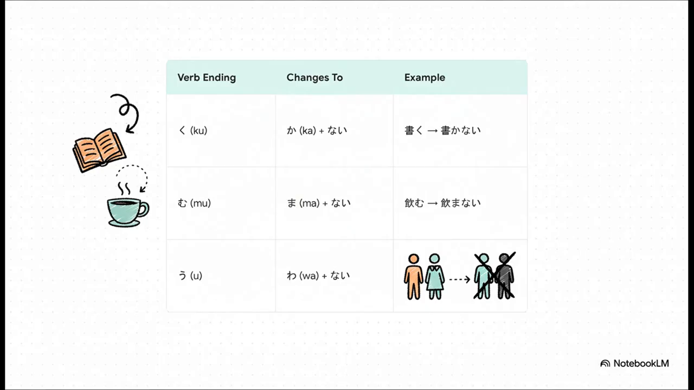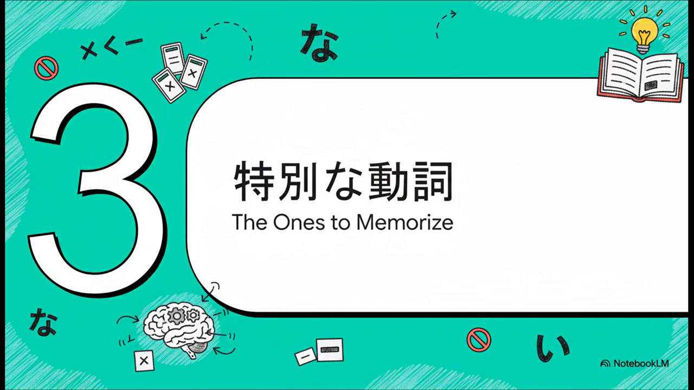Let's look at how that actually works. So if a verb ends in ku, like kaku, that u sound changes to an a sound, making it ka. So you get kakanai. A mu sound becomes ma. Now, there's one special one you've got to watch out for. Verbs that end with the single character u, like in au, in that case, the u sound changes to a wa sound, so you get awanai. All right, we have covered the 2 main rules that literally apply to hundreds of verbs.